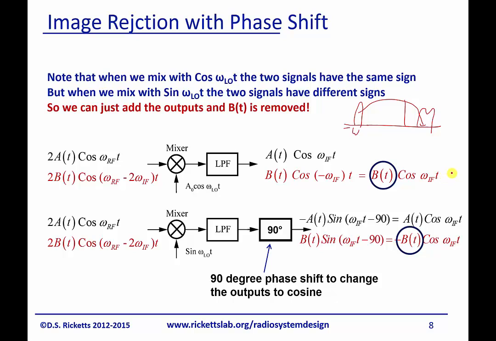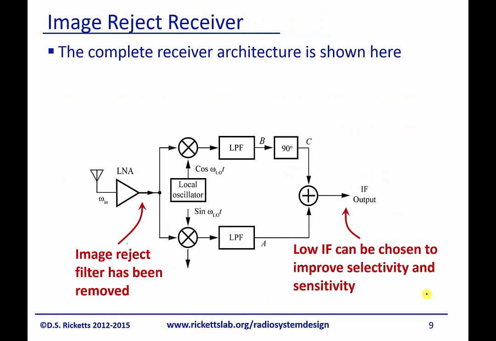And you can see right away that these two are just going to cancel one another, and we're going to end up with a superposition of the two signals. And so that's just like the Hartley did for single sideband. But in that case, we were trying to eliminate a sideband. Here, we're just trying to eliminate an image. And so the complete image reject receiver looks almost just like a Hartley single sideband, but reversed, where we've got an LO creating a sine and a cosine. We've got a 90-degree phase shift.